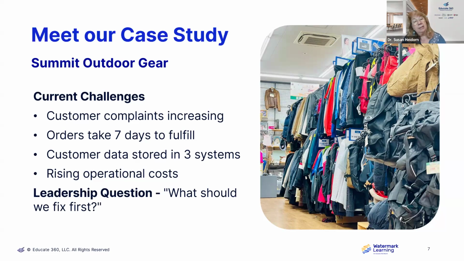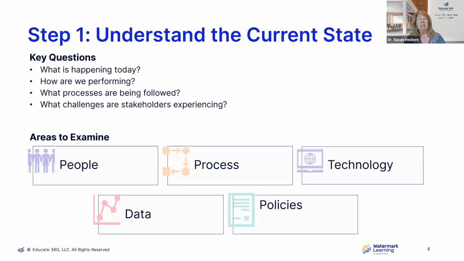And leadership says, hey, what should we fix first? Where do we start? Because they really like to keep this company going. They know there's something wrong, but they're not sure where to focus. What should we do first, second, and third? And so your job as a business analyst is to figure out what's happening, why it is, and make a recommendation. So the first thing we need to do, of course, is understand the current state.